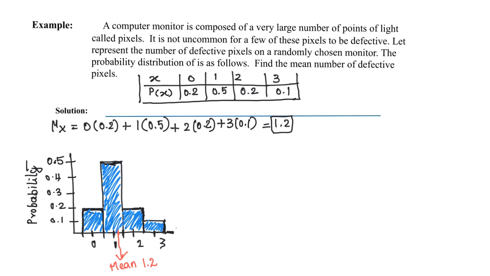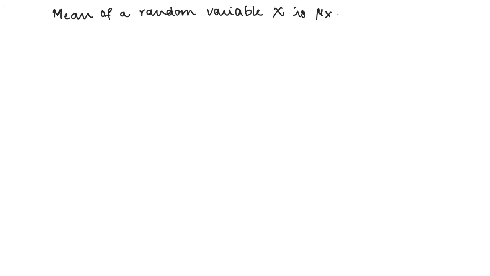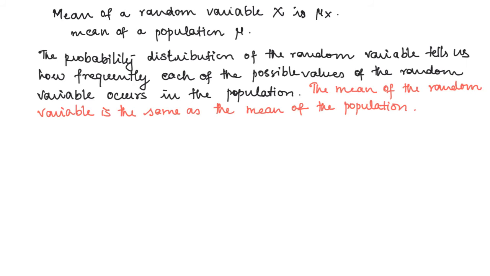So if we imagine each rectangle to be a weight, the mean is the point at which the histogram would balance. The symbol used to represent the mean of a random variable x is mu x. It is not a coincidence that the mean of a population is also represented by mu.